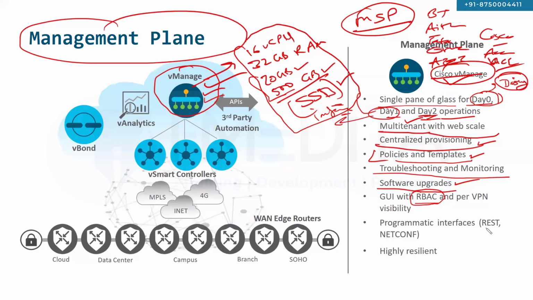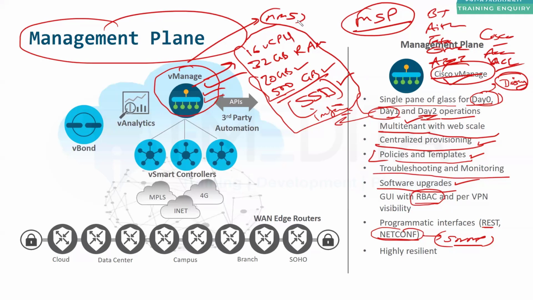Remember that vManage is going to support REST API, and netconf is also supported. Netconf is nothing but an advanced version of SNMP. So what Cisco has done: this vManage is also known as NMS, Network Management System. And whether you talk about vManage or any NMS, maybe you were having before NMS like QRadar or maybe SolarWinds, or there are many other NMS available out there in the market, right?